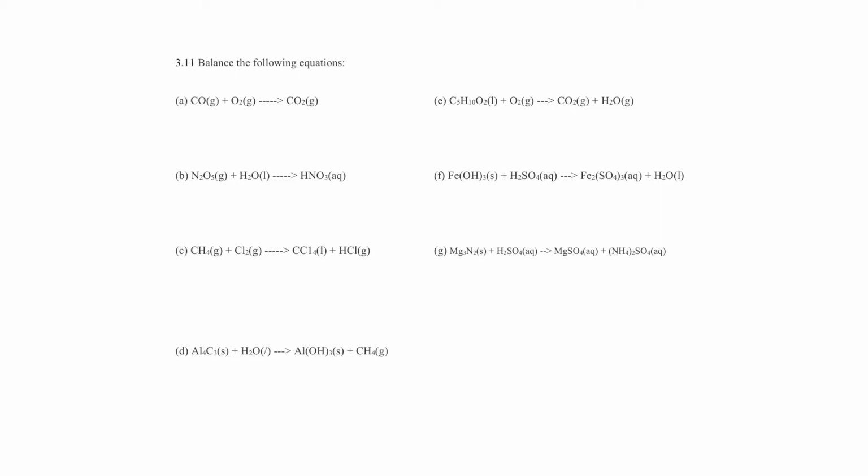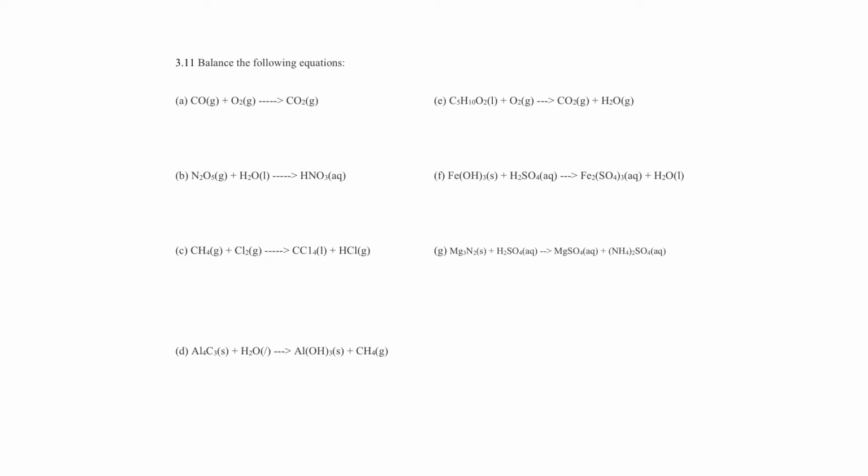In this case, I will start with carbons. I've got one carbon on the left, one carbon on the right, so that's okay. Now on the left, I've got 3 oxygens. On the right, I have 2. Since I have 2 oxygens on the right, no matter what number I use as a coefficient, I'm always going to have an even number. If I use an odd number, it'll still be even because I'm multiplying something by 2.